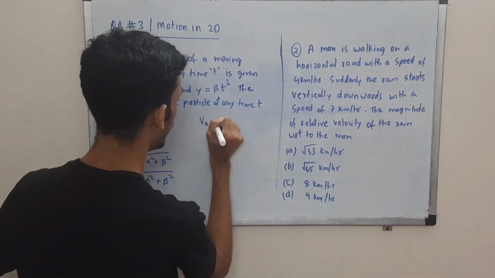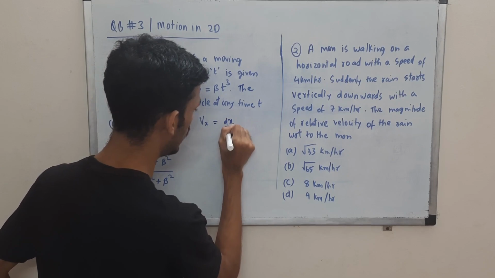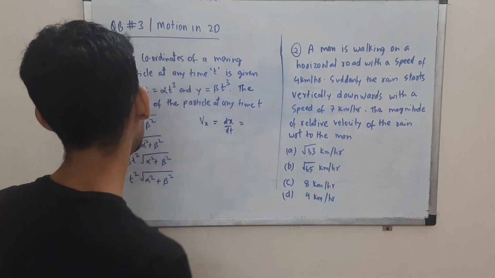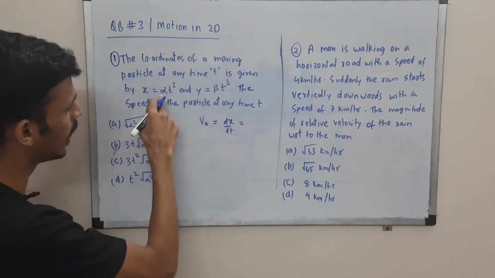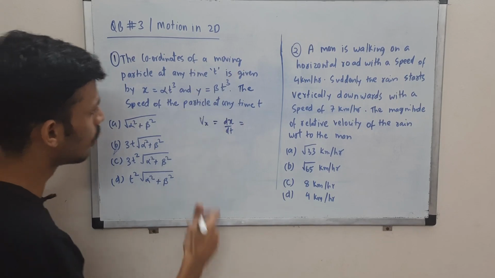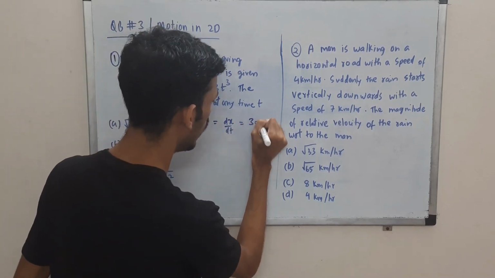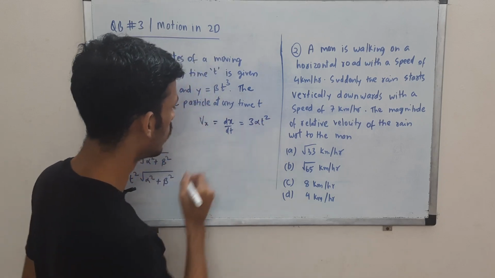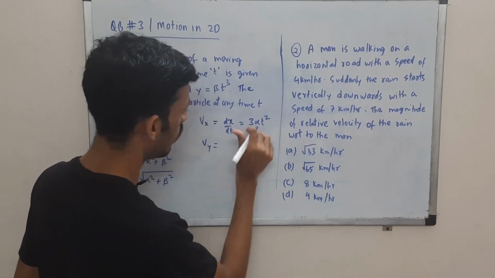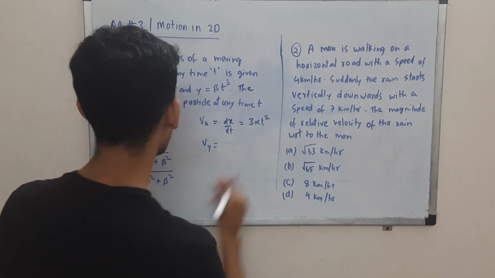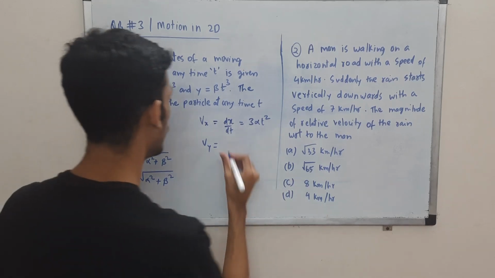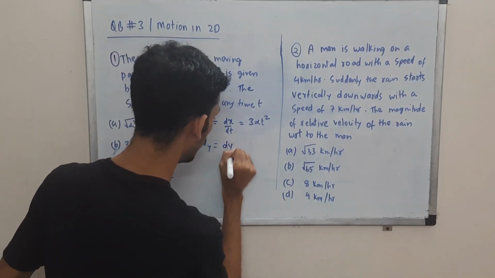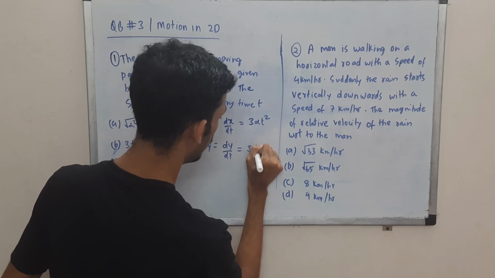So velocity in the x direction will be dx by dt. If you differentiate this once, we'll get the velocity in the x direction. So differentiate this t cube, where alpha and beta are constants. So for t cube, we have 3 alpha t square, right? For t cube, the differentiation is 3t square, n t raised to n minus 1. Similarly dy by dt will be 3 beta t square.